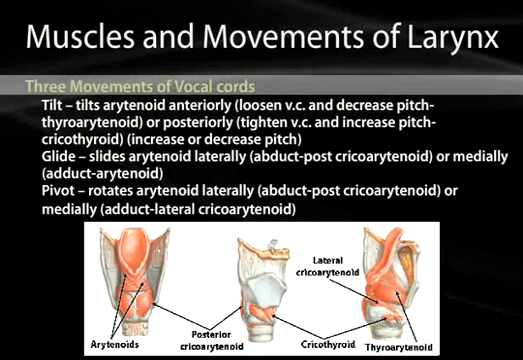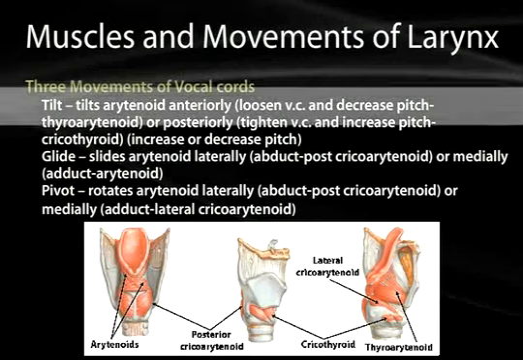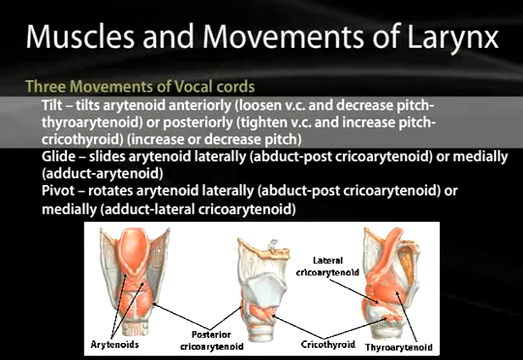Here you can see that there are three main movements available at the cricoids and the arytenoids. There's the tilt of the arytenoid, which will tilt in anteriorly and loosen the vocal cord by decreasing the pitch. That's called the thyroarytenoid muscle. Or more posteriorly, there's a muscle that will tighten the vocal cord and increase the pitch, and that is the cricothyroid muscle, which gets innervation from the external branch of the superior laryngeal.